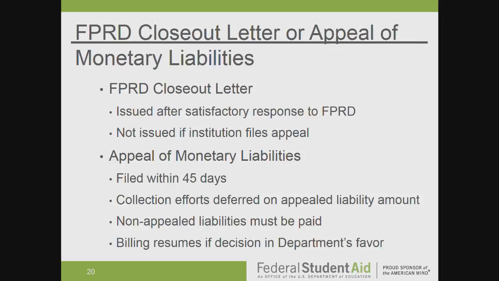The FPRD closeout letter is issued after a school responds to the FPRD. It's not issued if the institution files an appeal for any finding. If you're appealing a finding with liabilities, you will need to file it within 45 days of receiving the FPRD. You will not pay any liability while you're under appeal. You can see the program review guide for details regarding this process.